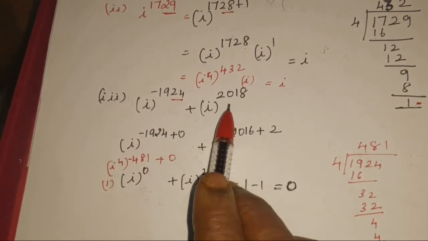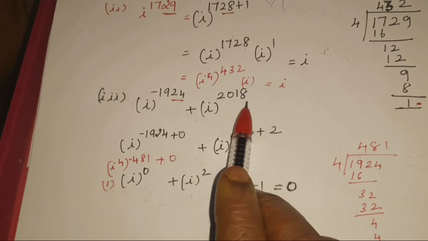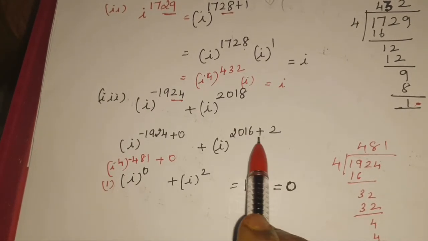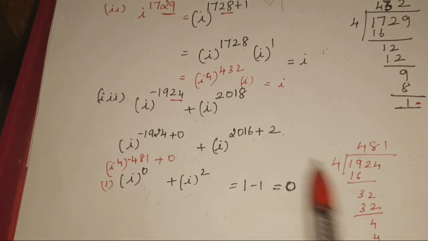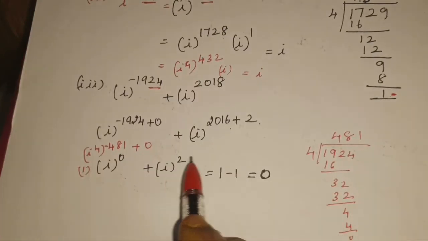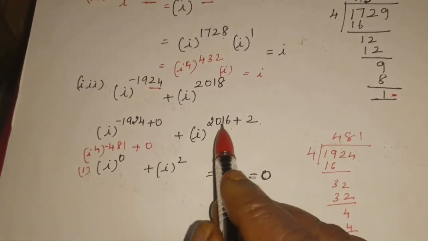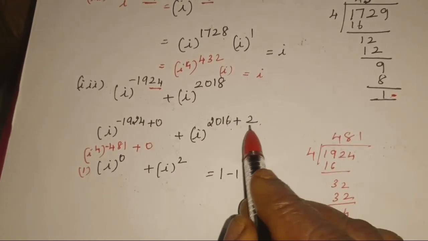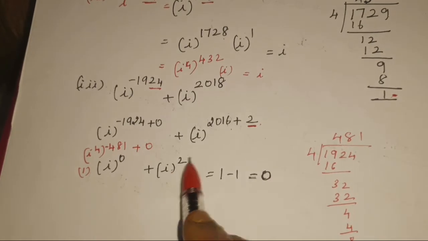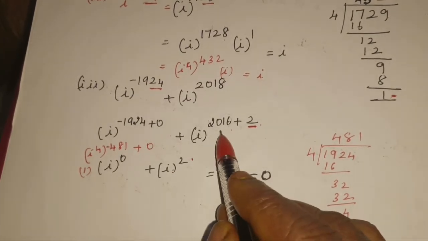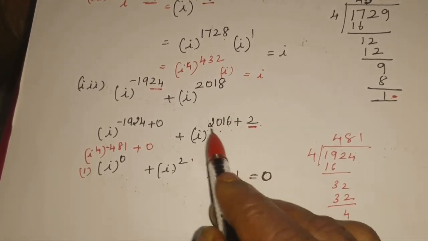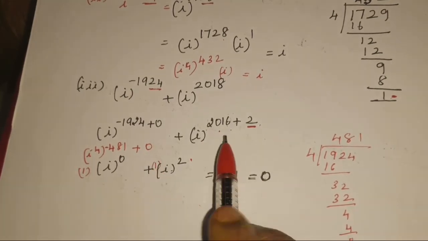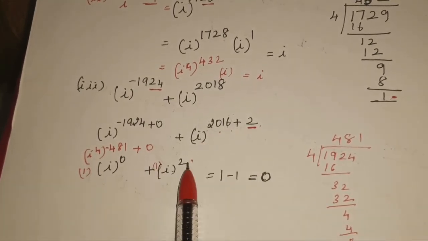Come to the second one. 2018. See, 4 4s are 16, so balances are 2016 plus 2. 2016 is divisible by 4, so the value becomes 1. The balance is very important. Balance is i square. The i power 2016, that 2016 is divisible by 4, means the value becomes 1. That is 1 into i square. i square is minus 1.